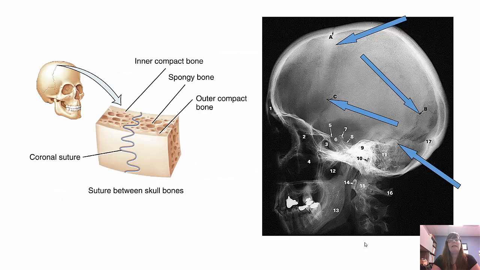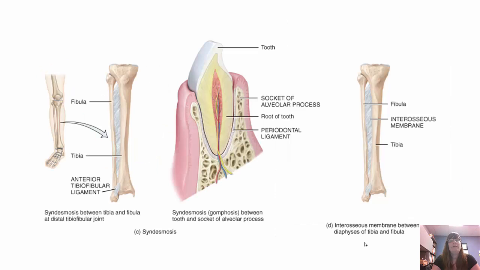So here's a picture and an x-ray with sutures. First picture here is the syndesmoses between the tibia and the fibula. It's at the distal tibiofibular joint, so it's at the one further away from the point of origin. The gomphoses between the tooth and the socket of the alveolar process. And then the last picture is the interosseous membrane.